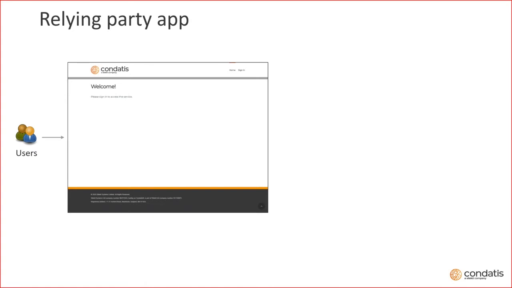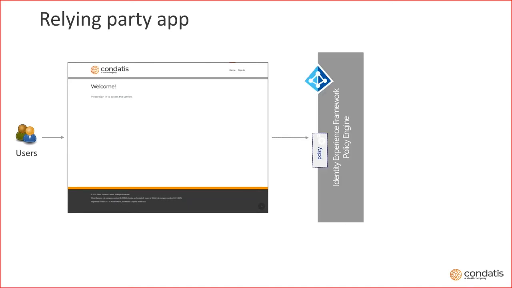B2C is going to do its sign-in logic and then bring us back to the app with a token with some user details in, so the app knows, okay, this user's authenticated, and we're just going to show some details about what that means. So our user clicks sign in, the site redirects to B2C, to the B2C policy engine.